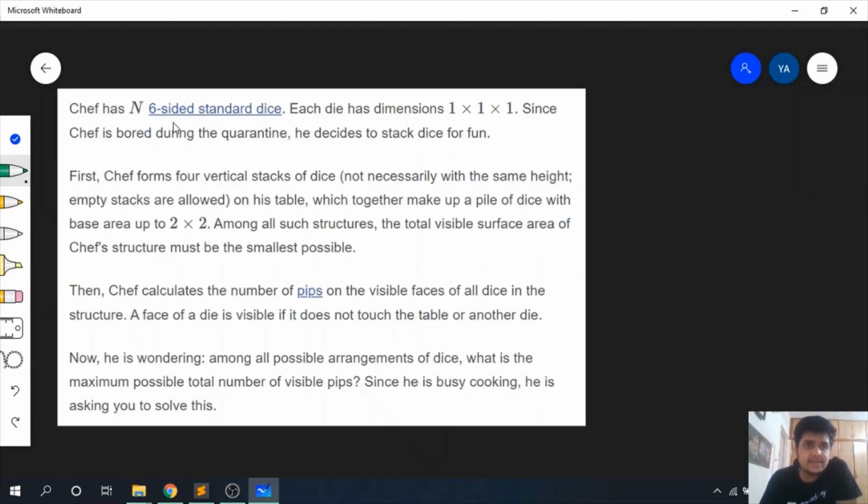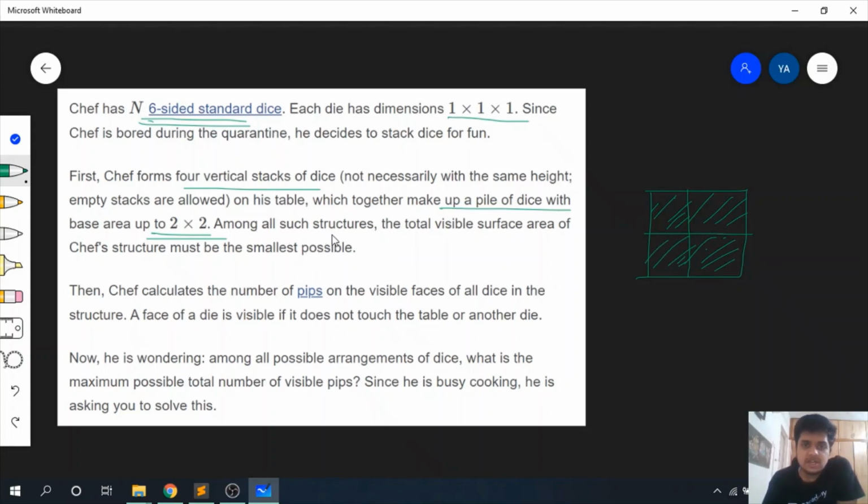So Chef has n six-sided standard dice. We will see what a standard dice is. Each die has dimensions 1 into 1 into 1. Since Chef is bored during the quarantine, he decided to stack dice for fun. First, Chef forms 4 vertical stacks of dice, not necessarily with the same height. Empty stacks are allowed on his table, which together make up a pile of dice with base area up to 2 into 2. So, we will see this is the top view of the stacks. So, there are 4 stacks, and we will be piling up dice on top of each other in these stacks.